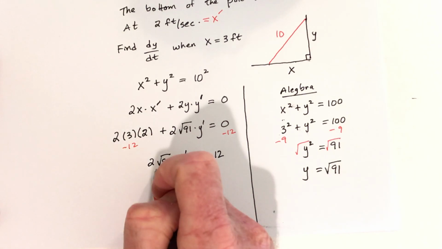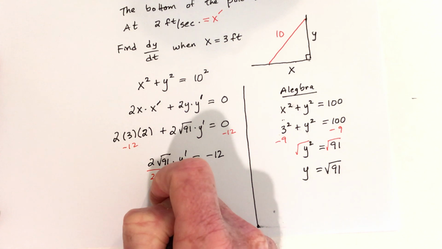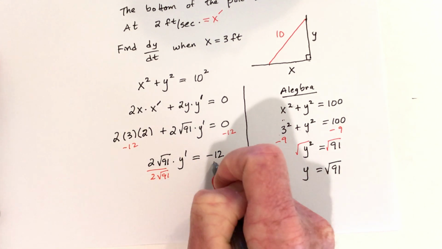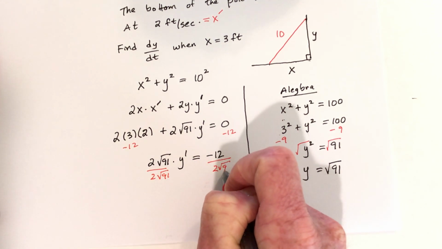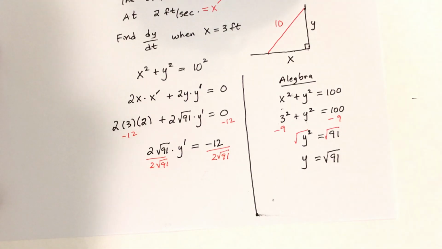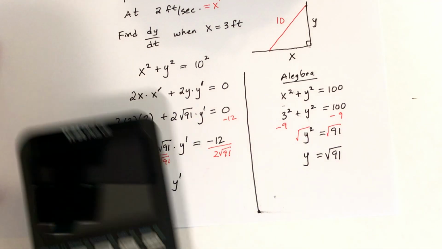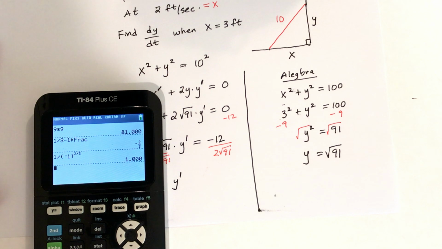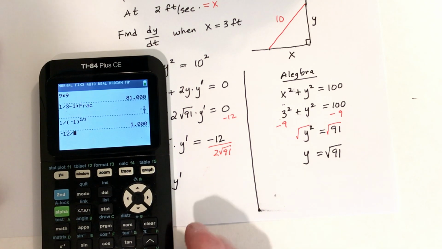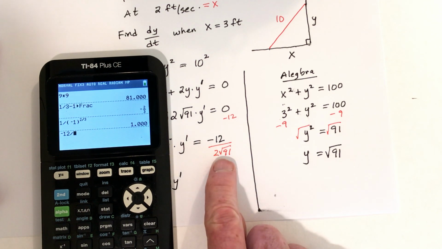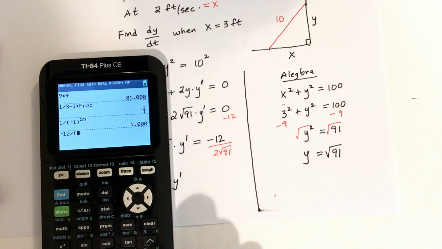And just 2 more steps. Divide both sides by 2 times the square root of 91. And the last step is just put that in the calculator and see what that equals, because I'm not doing the square root of 91 in my head. Negative 12 divided by, and because this has 2 things, I do need to use parentheses. So parentheses and then 2 and the square root of 91.